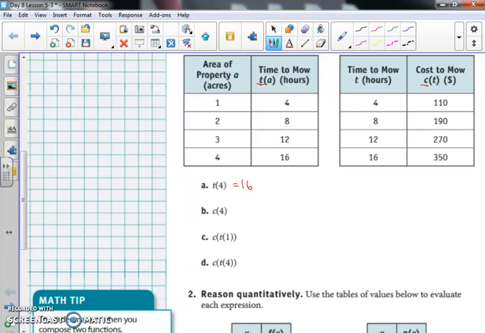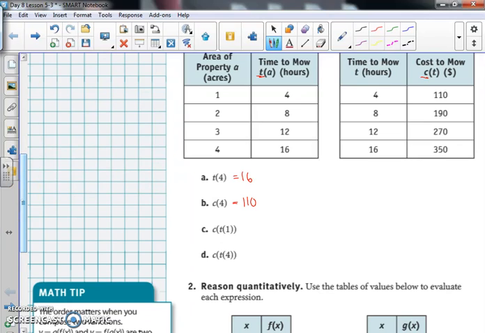For B, now it's C of 4, so go to the table on the right, look at where your input value is 4, and see what your output is. So that would be 110. Okay, after you know how to read them, they get pretty simple.